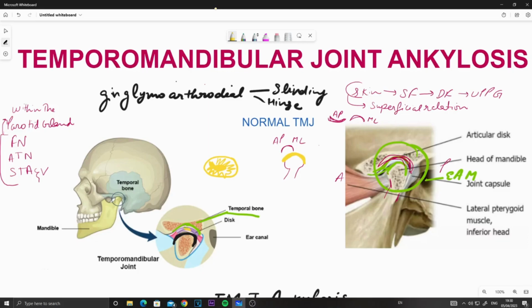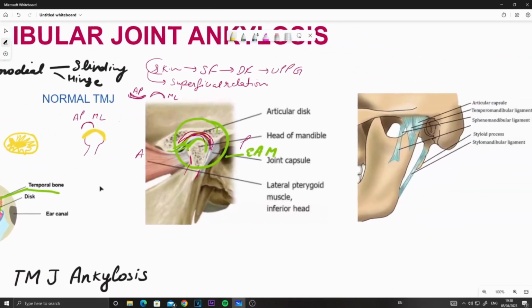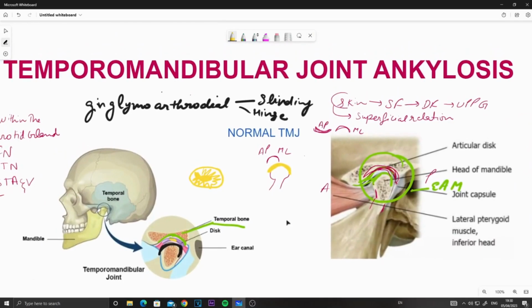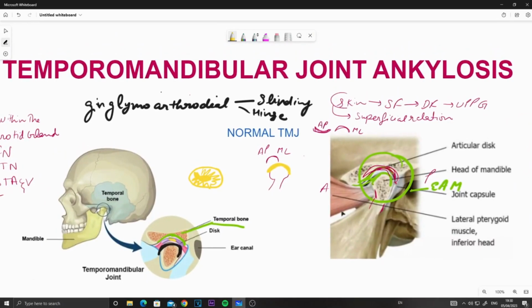It divides the joint into superior and inferior compartments. Now this articular disc is dividing the joint into superior and inferior compartments. Let me give you a clear image if available. Let me draw it with some other color.